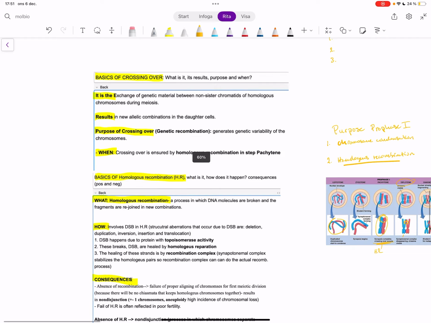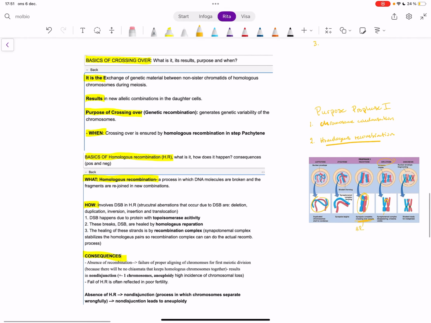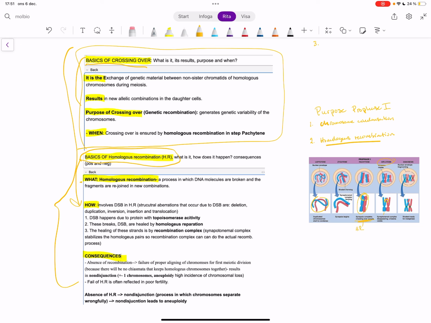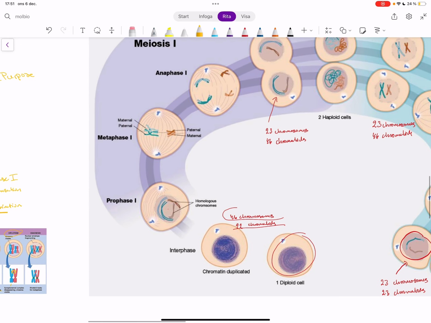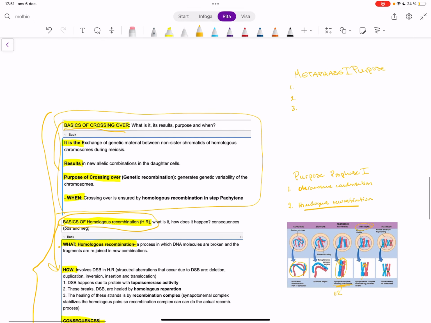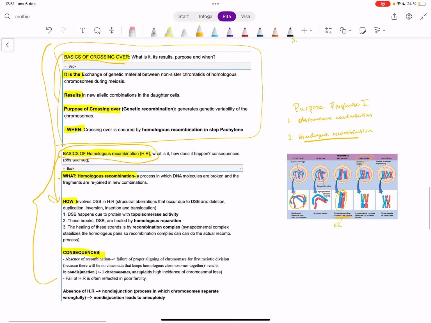Okay. So I will not say everything that is included here, but I would like for you to read it, because it's the basics of crossing over and basics of homologous recombination, and so these are 2 different flashcards, but they're important, so read them. Okay, in case you would like to stop the video.